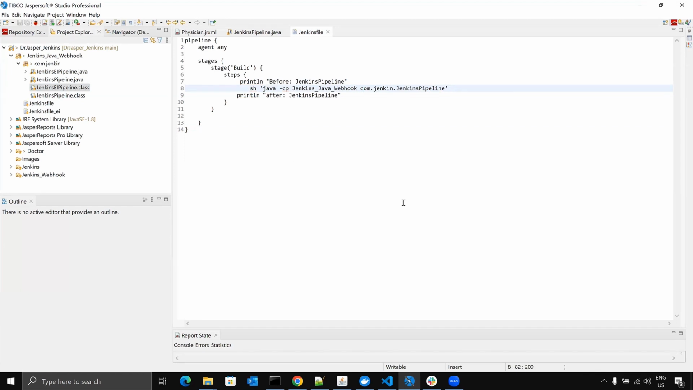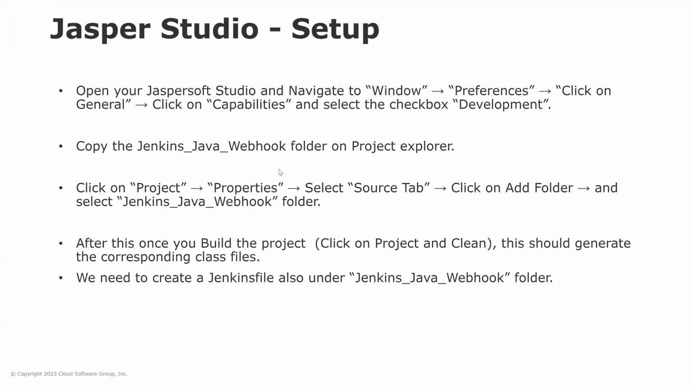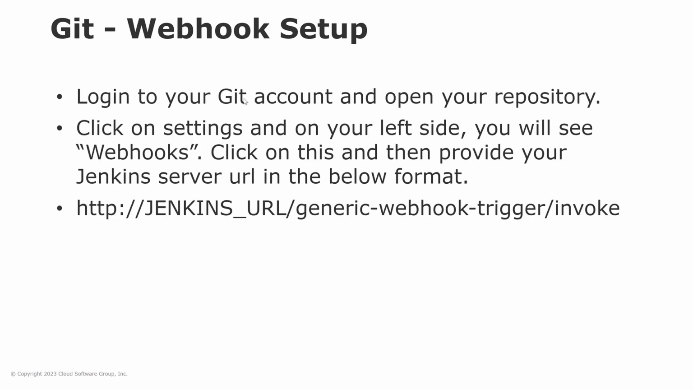Okay. So after that, what we need to do is go back to our studio, and this is what it is. Once you build the project, we should generate the corresponding class files which we saw. So I'm going to the second step, which is the Git webhook setup.